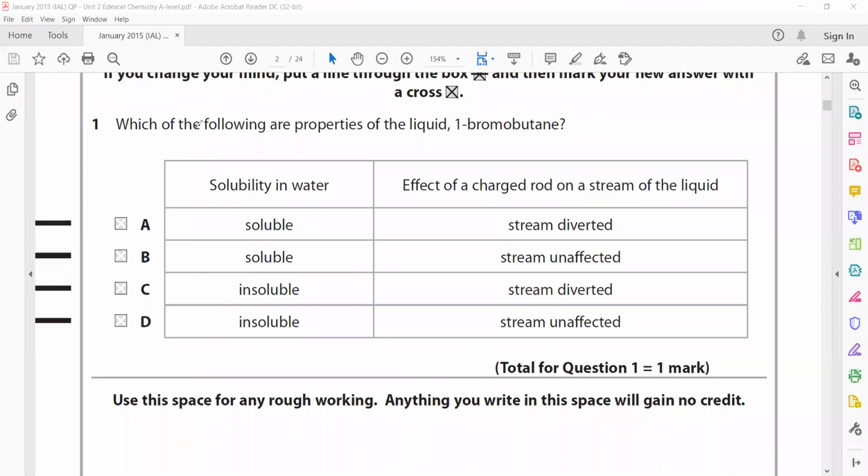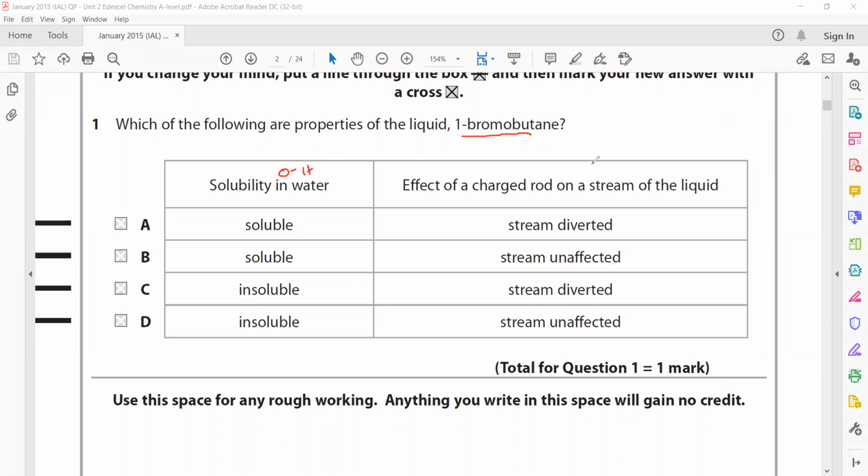Which of the following are properties of liquid 1-bromobutane? Solubility in water: water contains hydrogen bonds, and in 1-bromobutane we have dipole-dipole forces. To be soluble, they should have the same type of forces. It cannot form a hydrogen bond with water. That's why it cannot be soluble.